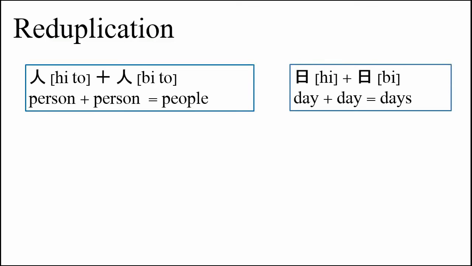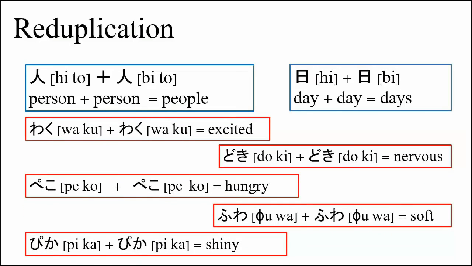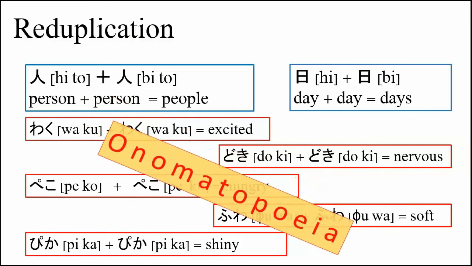Next, we can take a look at reduplication. Some good examples of this would be hitobito, meaning people, and hibi, meaning days. These words get doubled by its own kanji. But there are other words that don't have kanji. For example, waku-waku, doki-doki, peko-peko, hua-hua, and pika-pika. These 5 words seem to be onomatopoeia in the extended Japanese style.